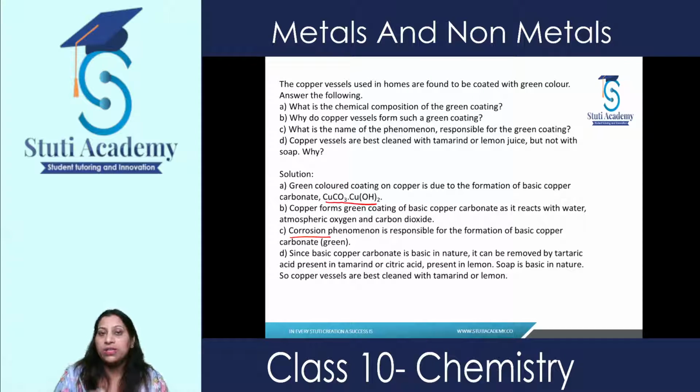And copper vessels are cleaned with tamarind or lemon juice, but not with soap, because this copper carbonate, which is formed as a result of the reaction of copper with water, oxygen and carbon dioxide, is basic in nature. And if we are using soap, which is also basic in nature, it will not be able to clean it. So that's why we require some acidic substance. And tamarind or lemon juice contain acid in them. And this acid reacts with this base, then neutralizes the effect of each other, and as a result, copper vessels can be cleaned.